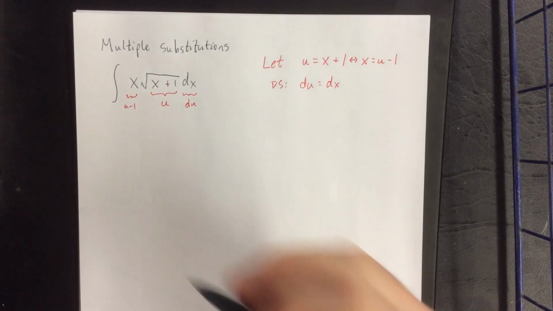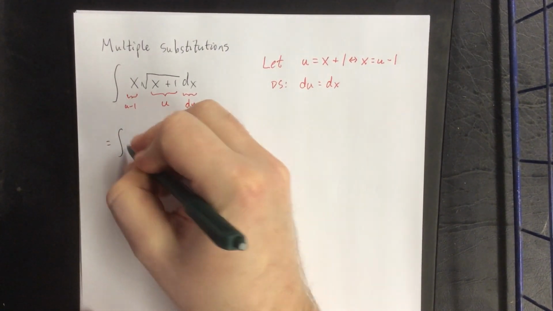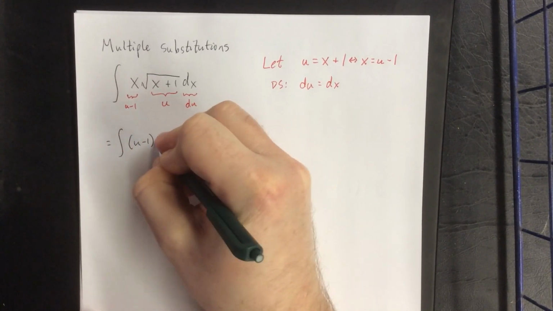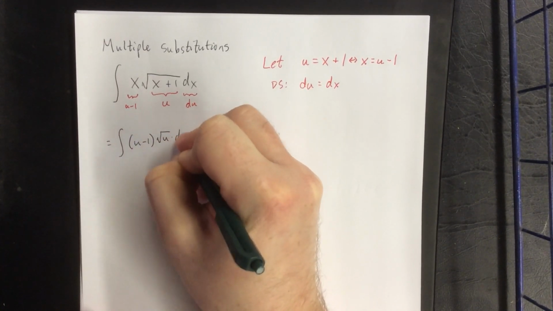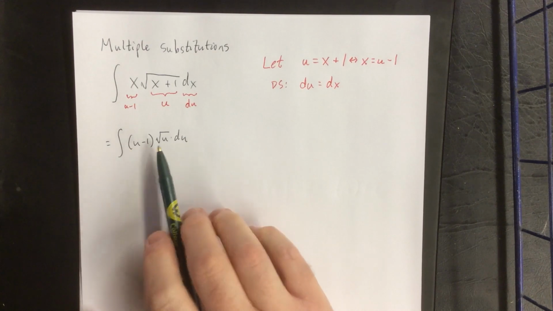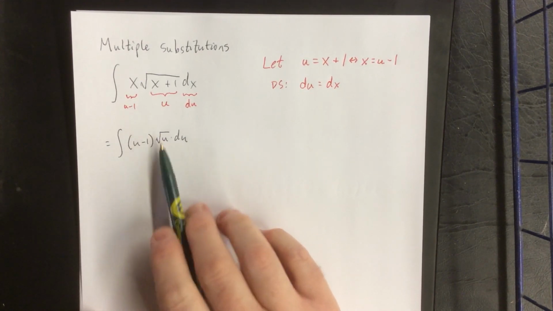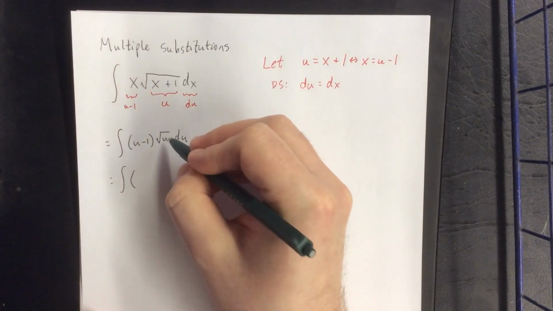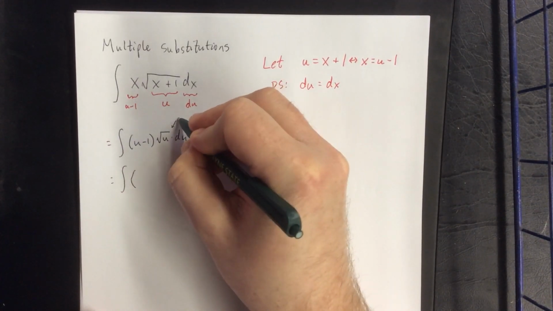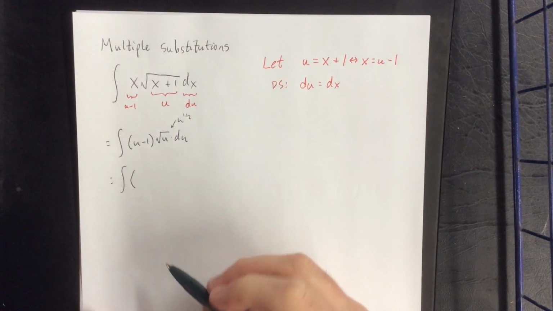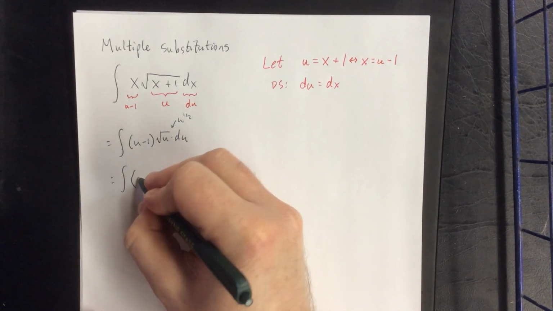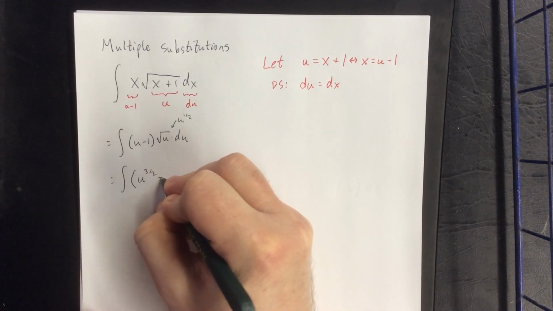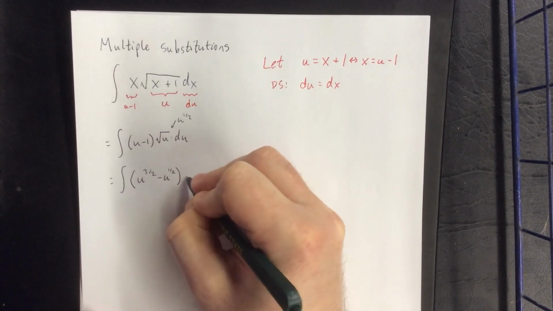After I make these substitutions, u minus 1 times the square root of u times du, a little bit of algebra will help us get this to a form where we can integrate a little more effectively. So treating the square root of u as u to the 1/2 power, we distribute through the parentheses to give us u to the 3/2 power minus u to the 1/2 power du.